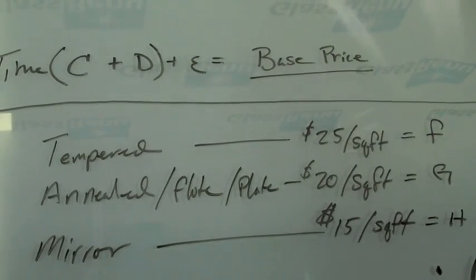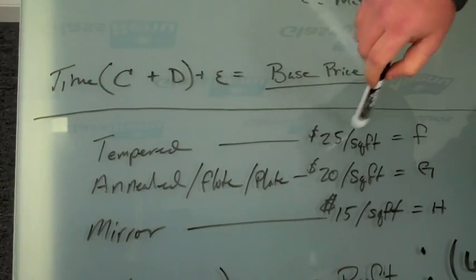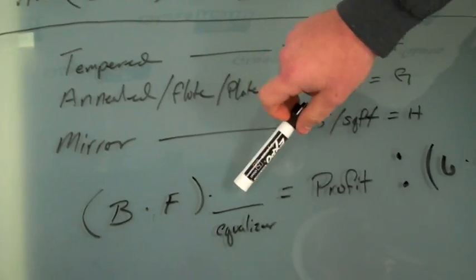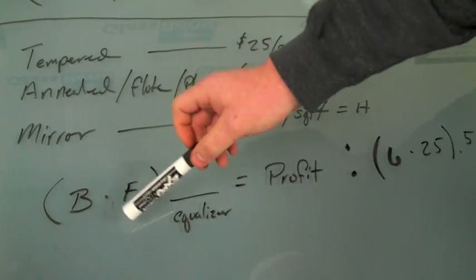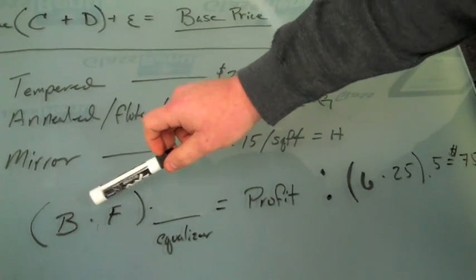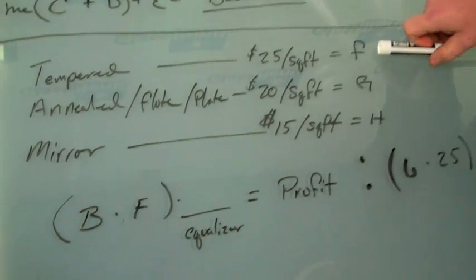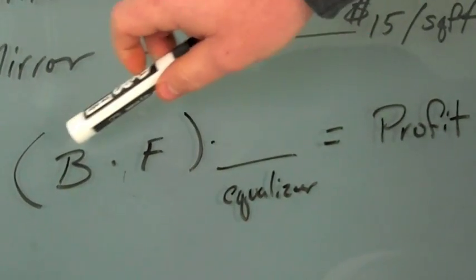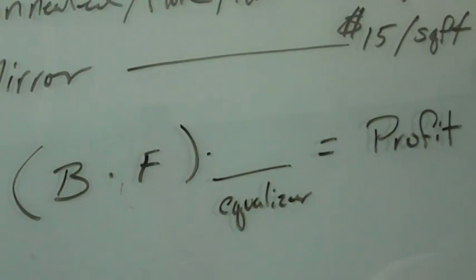Okay? What we're going to do then is take this information and plug that into the second part of the equation, or the profit part, where you have B, the damage square footage, times whichever one. In this case, I've labeled tempered glass as variable F, so the square footage of damage times the price.